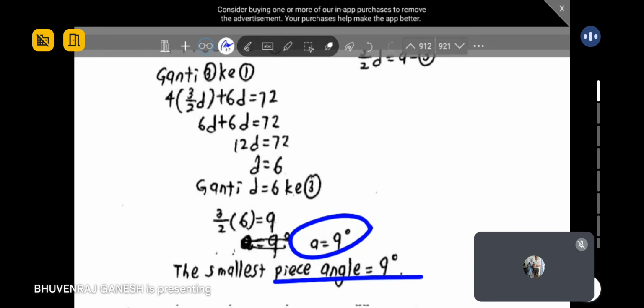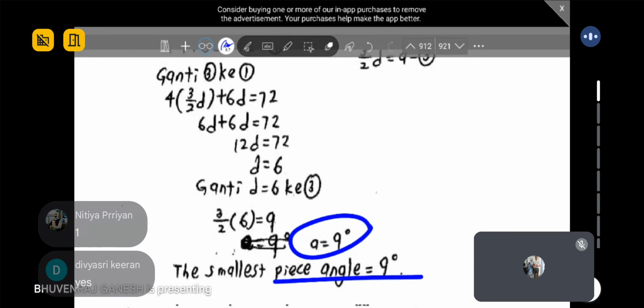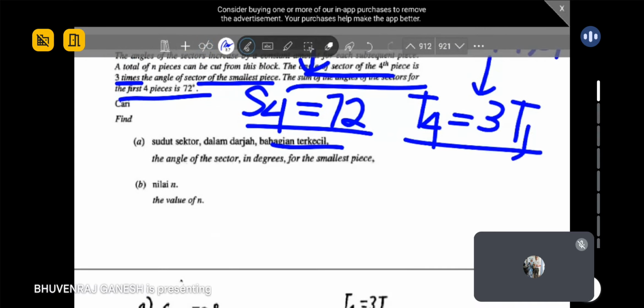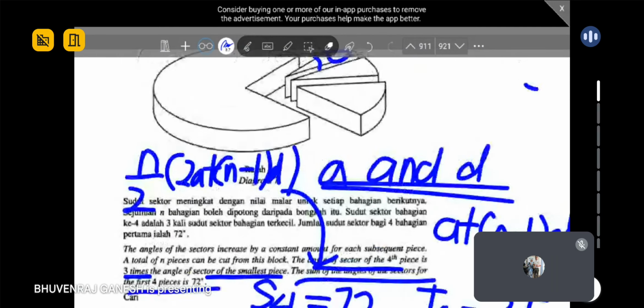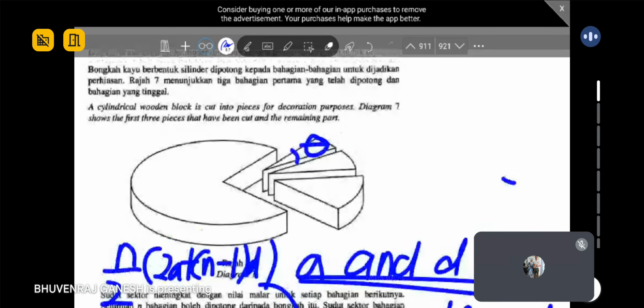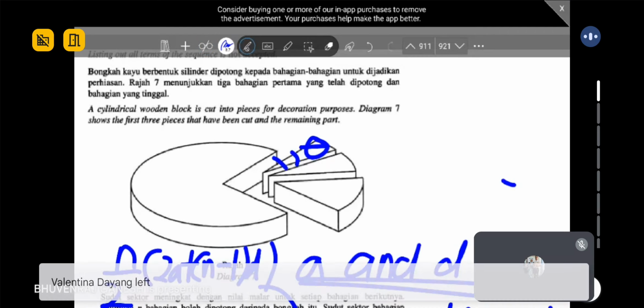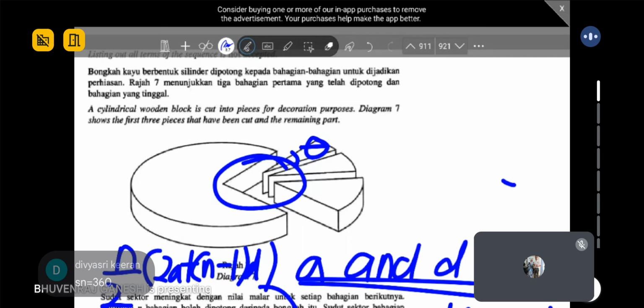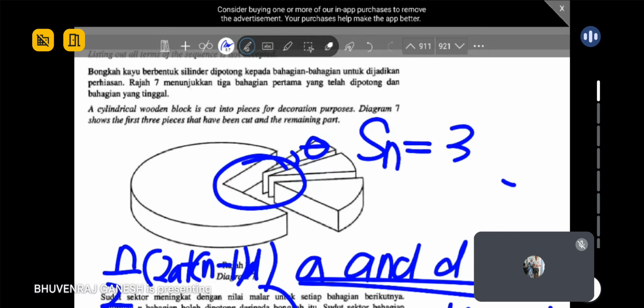Okay, do you understand guys? Senang kan? Very straightforward, right? Question A. Okay, so for question B, they ask you to find the value of N. Cari nilai N. So how to find? Okay, so N here represent your number of sectors. Okay, jumlah sector. Very common sense, guys. May I know? Total, all the sectors together, how many degrees? Berapa darjah? Correct. So this is your equation, guys. SN is equal to 360 degrees. Because one circle, satu bulatan adalah 360 darjah.